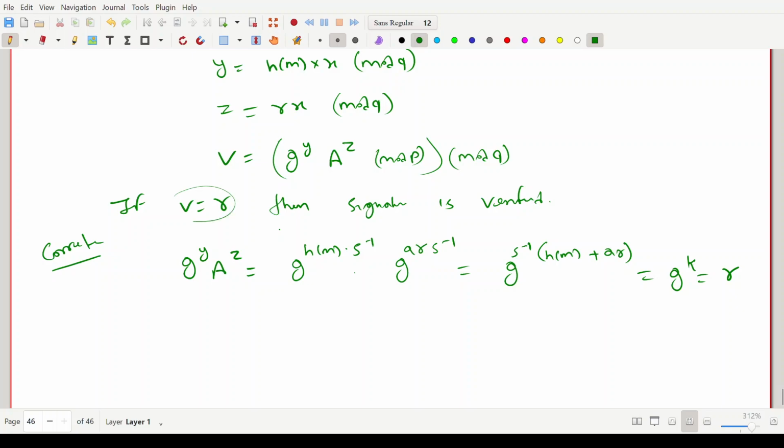We had said that if v is r, then the signature is verified. Yes, the signature is verified. And again, the underlying security idea is based on the DLP problem.